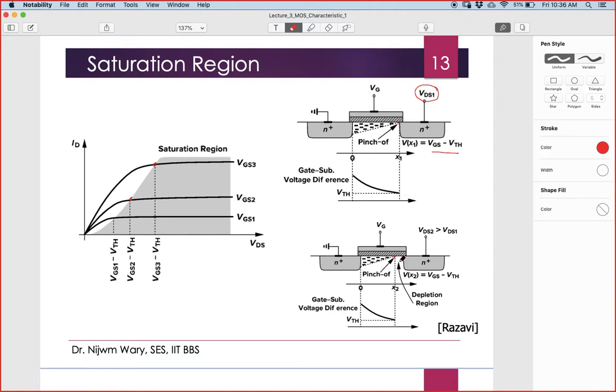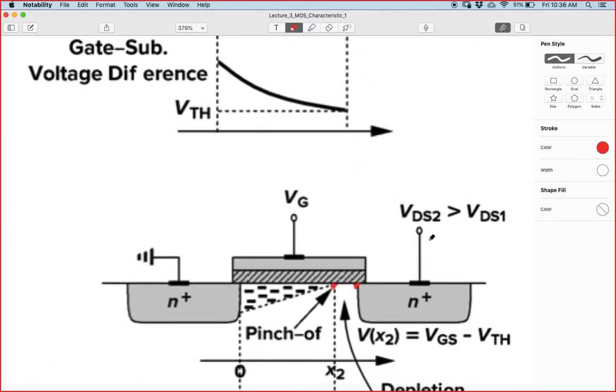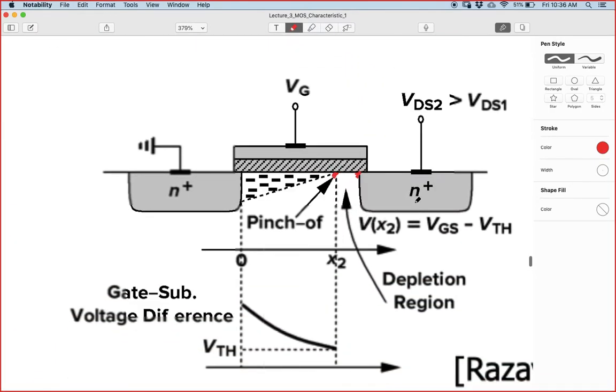Are you able to get my point? No, sir, it's not clear. Okay, let me zoom in here. Okay, is it clear? Hello, I didn't understand.